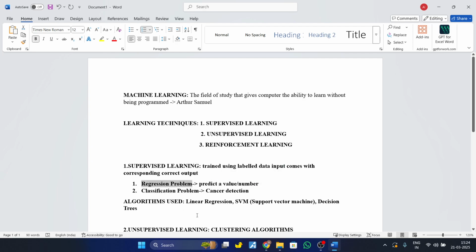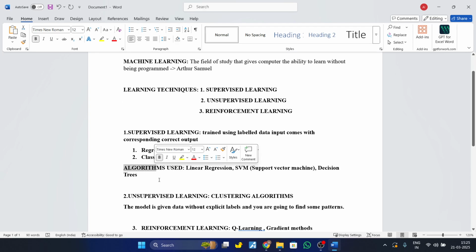In a regression problem, you're going to predict a value, a number, and in a classification problem, you're going to predict not a number. It is going to be either a yes or no kind of answer. We are going to classify them as maybe cancerous or non-cancerous. So in terms of cancer, it is going to be benign and malignant. And some algorithms that are used, that is linear regression, the most basic one. Then we come into SVM, support vector machine, and the tree based algorithms such as decision trees. So these are some algorithms that we'll be making use of in supervised learning.